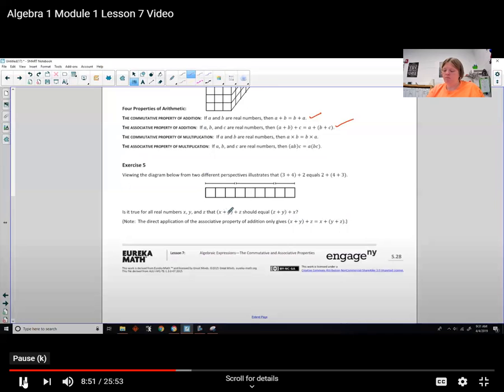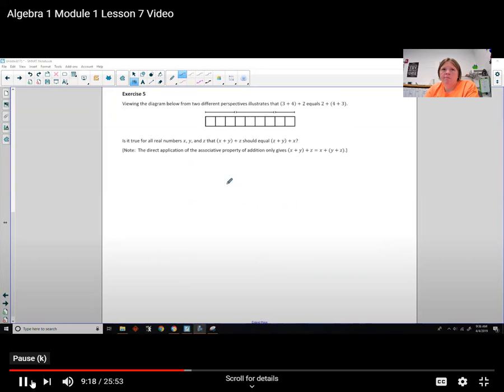So can I take this and put what they did is what? Reading it right to left and leaving the parentheses at the beginning. So is it true for all real numbers x plus y quantity, then add z, would it be the same as z plus y plus x?